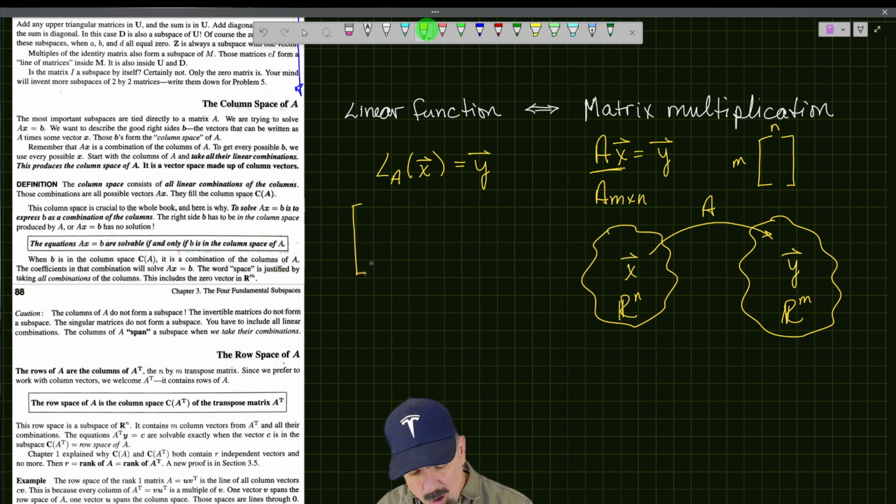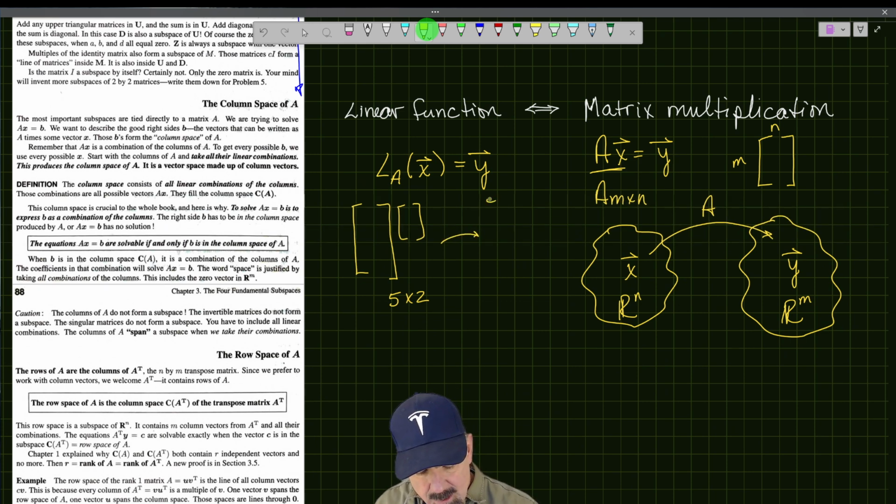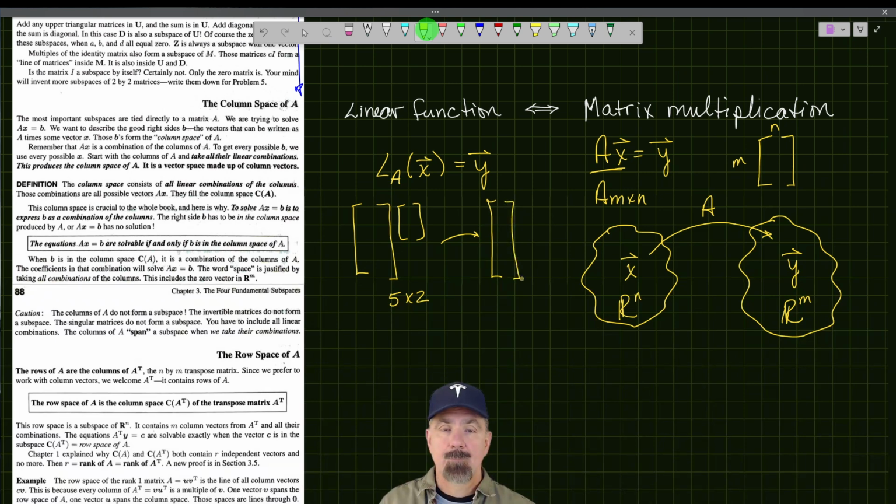In the case where I have a tall, skinny matrix, and let me put some numbers to it. Let's say that my matrix is 5 by 2. Now what I have is, the column space is potentially a plane in R5. The input vectors come from R2. The output vectors are R5 vectors. If the columns of A are linearly independent, then I have a plane in R5. That is the column space.